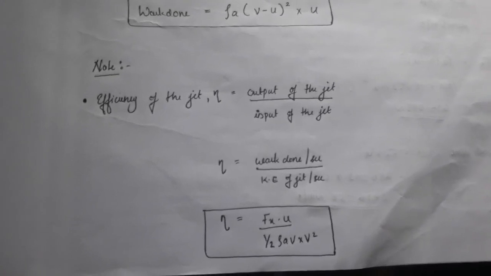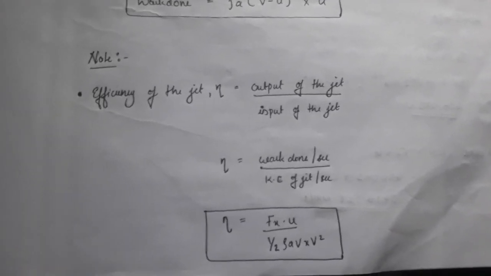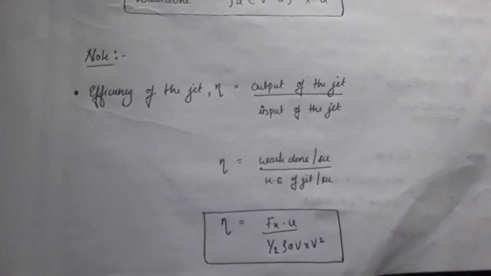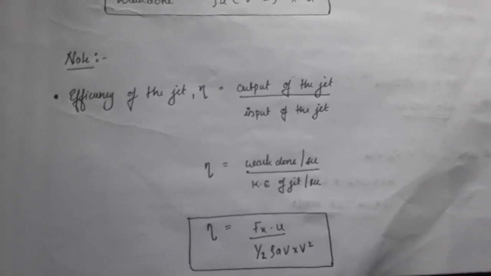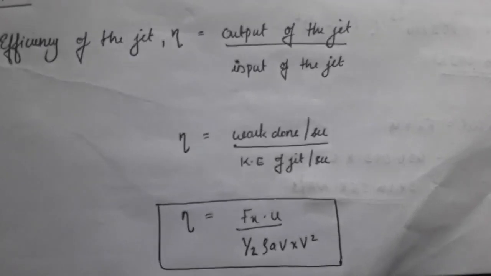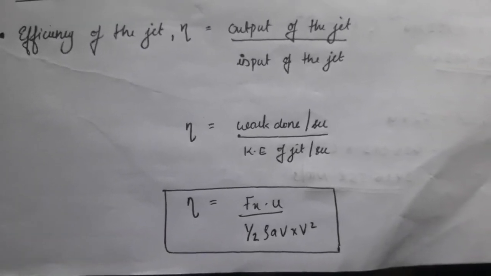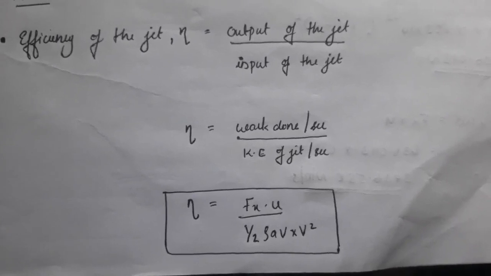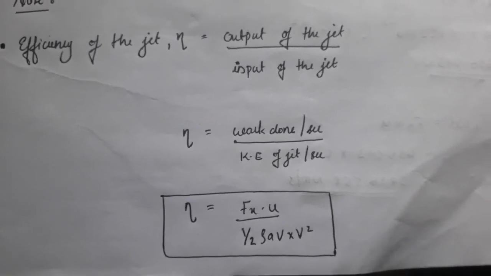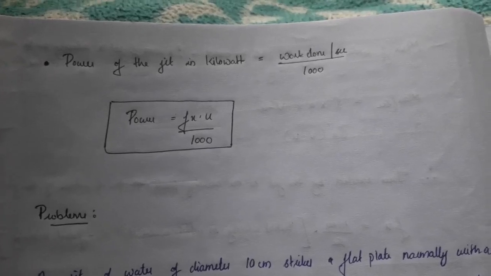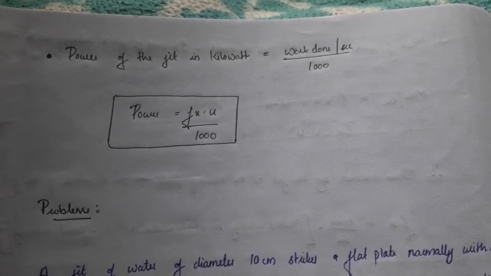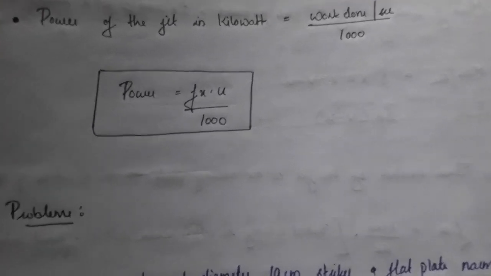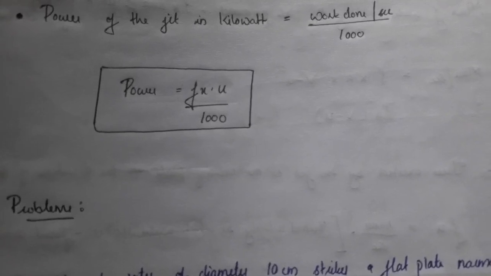A note is given: efficiency of the jet is equal to output of the jet by input of the jet, which is work done per second by kinetic energy of the jet per second. Therefore, the final equation is efficiency equal to Fx into U by half rho A V cube. Another one: power of the jet in kilowatt is equal to work done per second by 1000. Therefore, power is equal to Fx into U by 1000.